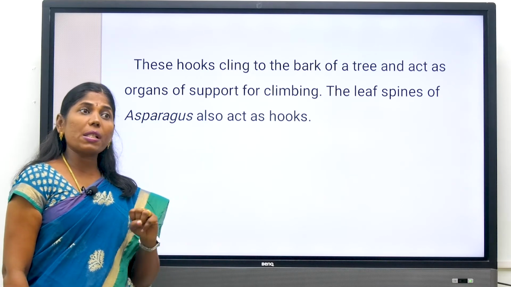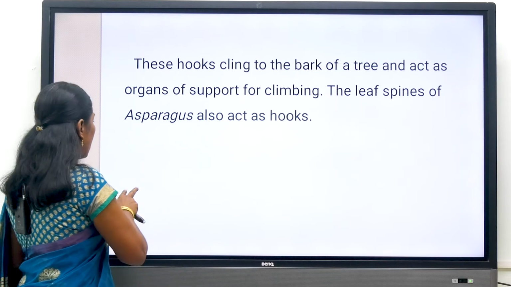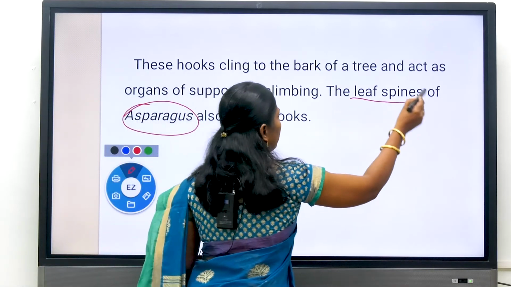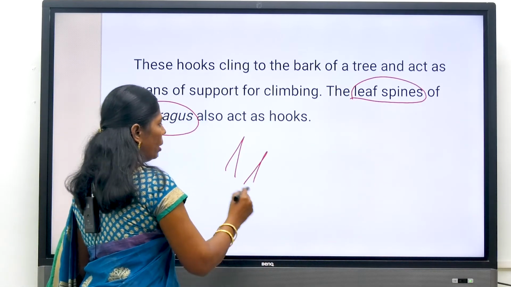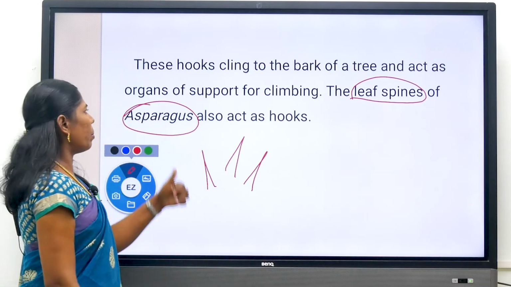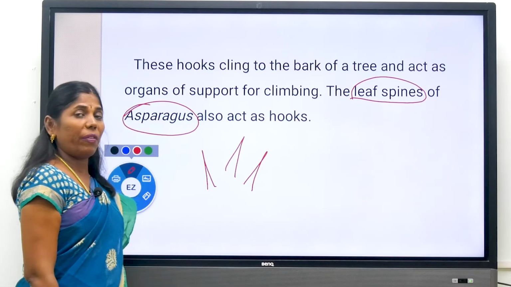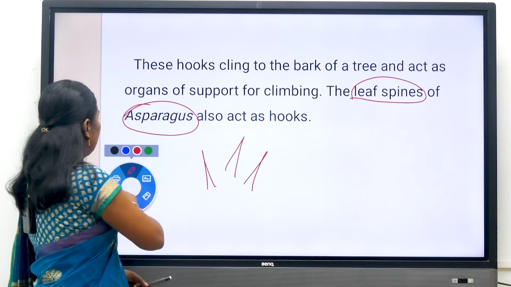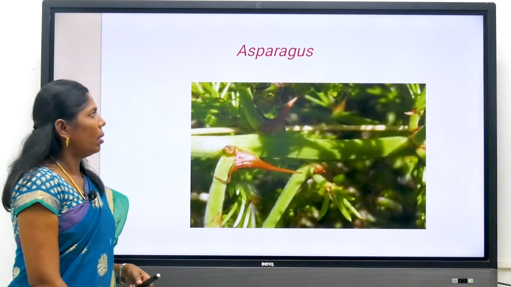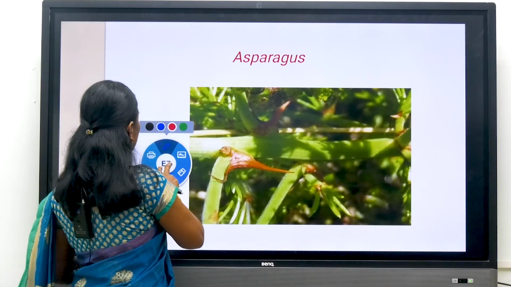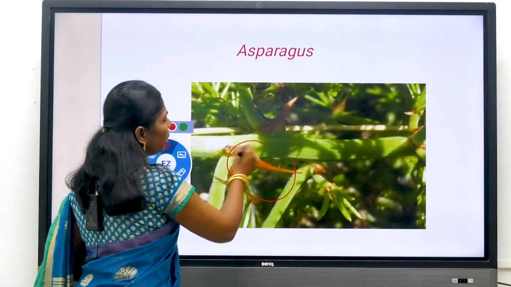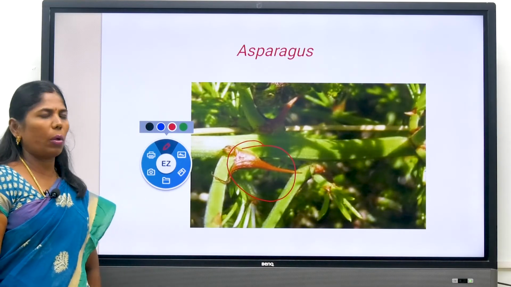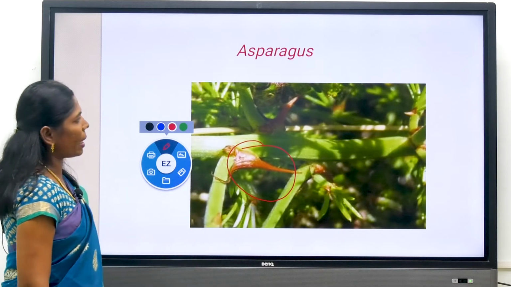So another one is where the leaf spines are modified into hooks. That is Asparagus, okay. In asparagus, the leaf spines have thorn-like structures, like thorns. So the thorn-like structures are modified into hook-like structures. So which part is modified? The spines of the leaf, the thorns, are modified into hooks. So that is asparagus, you can see that. This is your thorn, your spines, and the spines are modified into hook-like structures. We can see so many spines, that is your asparagus.